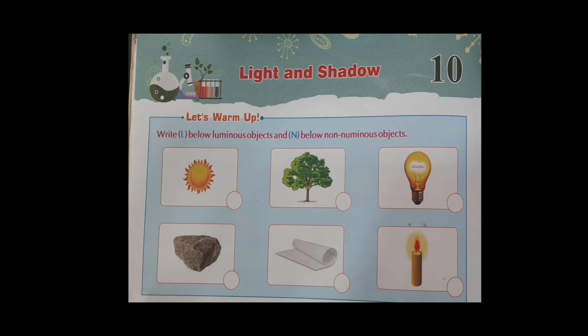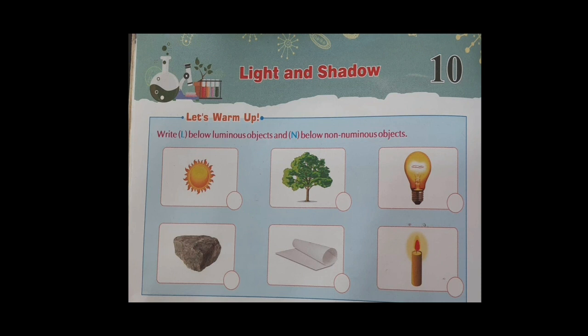Now, before doing this activity, we must know what's a luminous object and what's a non-luminous object. A luminous object is that which gives light to us. Which give light, they are called luminous objects, and which do not give light, they are called non-luminous objects.